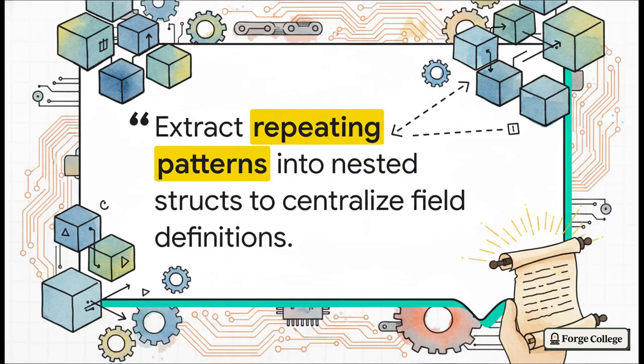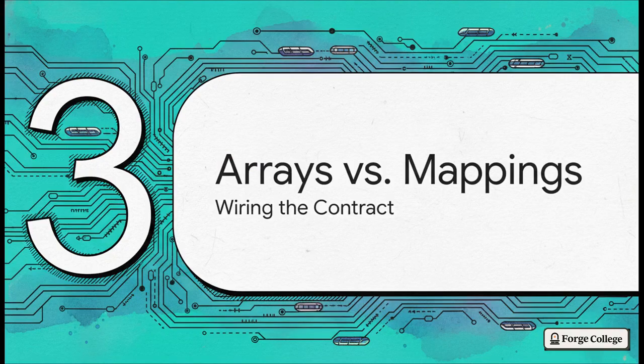In fact, you might actually want to write this down and literally tape it to your monitor. Extract repeating patterns into nested structs to centralize field definitions and reduce duplication. This is an absolute golden rule of smart contract engineering. Anytime you see data patterns repeating, let that be a massive flashing sign telling you it's time to create a nested struct. All right, Section 3, arrays versus mappings, wiring the contract.